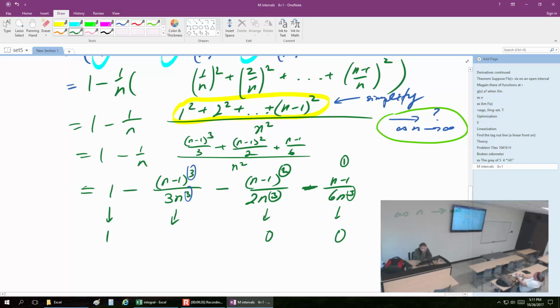No, the leading term is the highest power. The highest power in the denominator is 3n cubed. What's the highest power in the numerator? But it's not expanded. Imagine that you expand it. What's the highest power? You multiply n minus 1 by itself 3 times. The highest power will be n cubed. There's nothing tricky here.